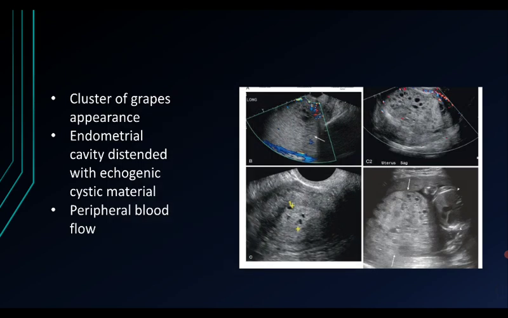Next, you can see in the ultrasound how the molar pregnancy, partial and complete mole, looks. There is a cluster of grapes appearance, the endometrial cavity distended with echogenic cystic material. You see the small cystic structures in the endometrial cavity, echogenic cystic material with peripheral vascularity. You can see the periphery has vascularity. There are some cystic spaces. Here some fetal part is already there, so this is the partial mole, with peripheral vascularity.